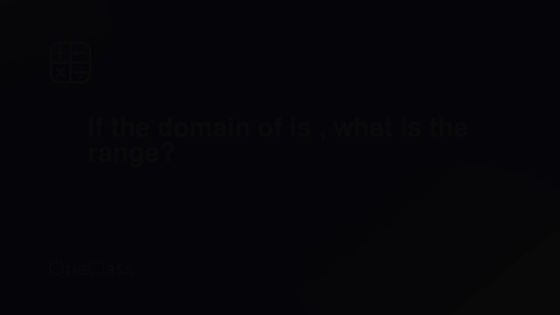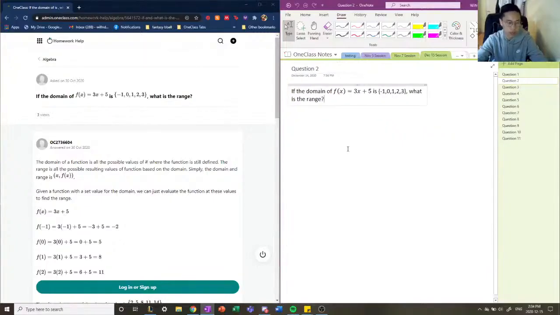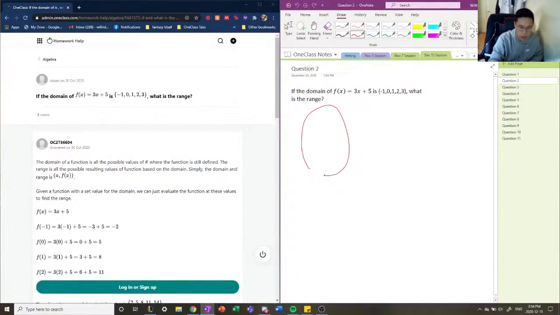Alright, so question number 2 reads: if the domain of f(x) = 3x + 5 is negative 1, 0, 1, 2, and 3, what is the range? Like I explained in previous lessons, the domain is the values of x that define our function f(x). Basically, any valid value of x that maps to another value. I'm going to label that in red, and this is what we call the domain.